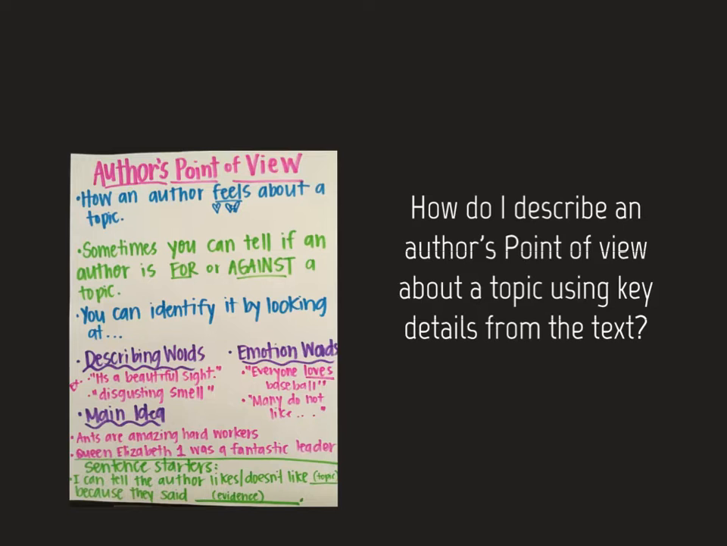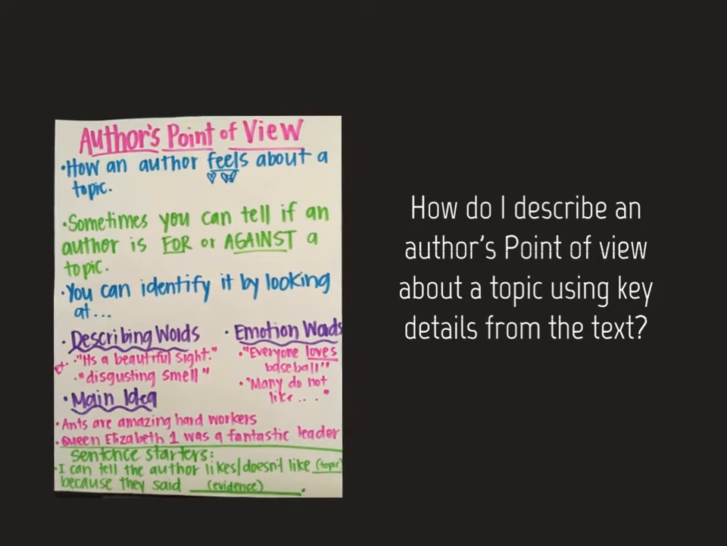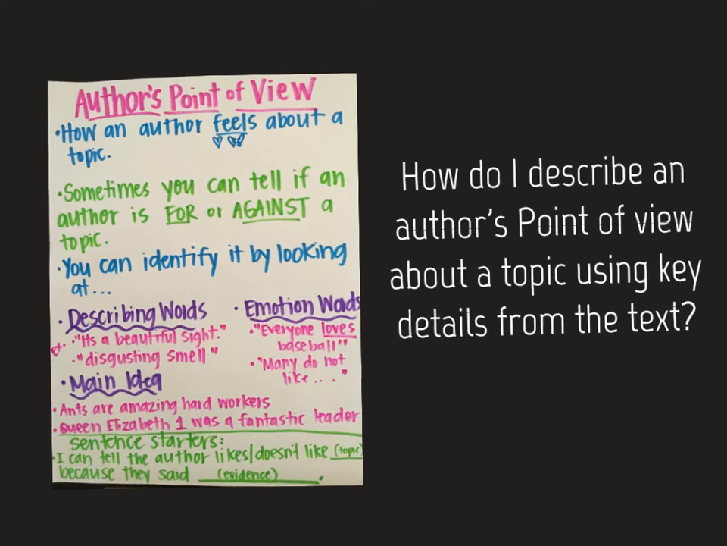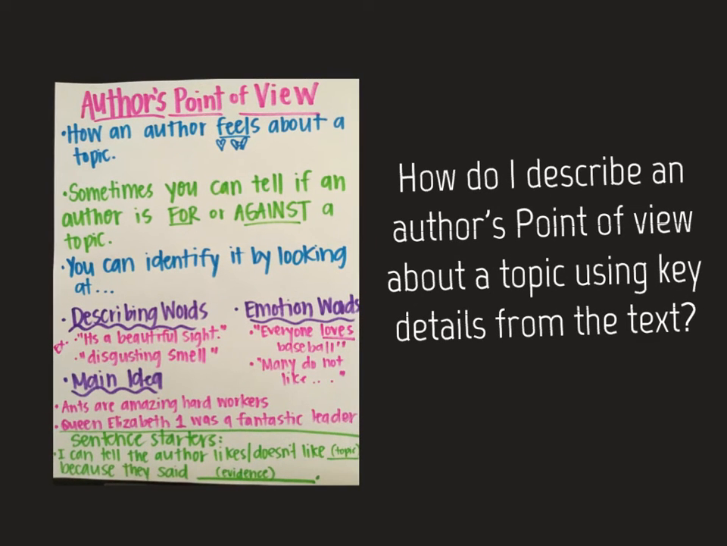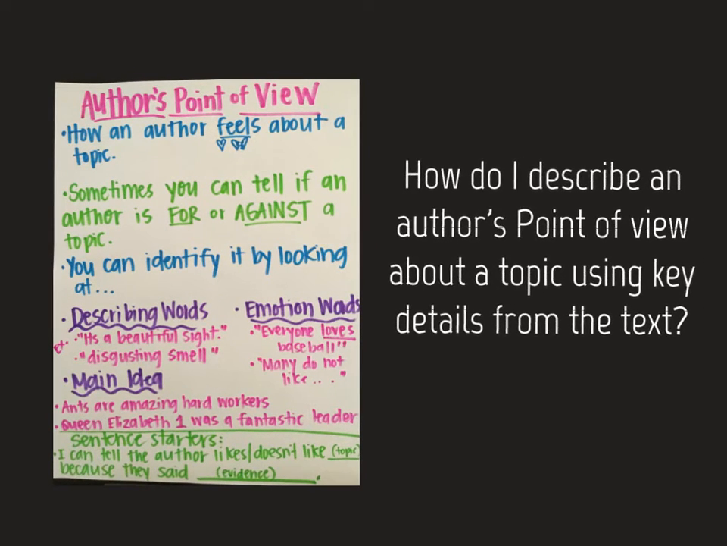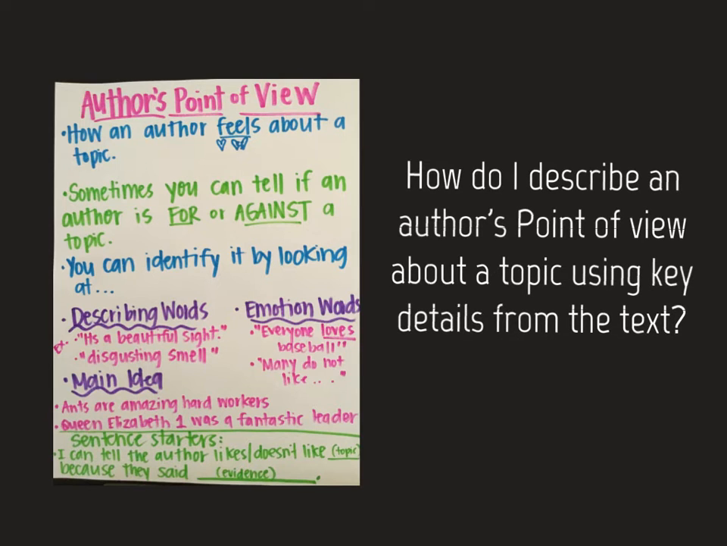Today we're going to jump into our reading lesson for the day, and we are going to be focusing on point of view. Now, this week we're going to shift gears a little bit, and we're going to be focusing more on the author's point of view. So I've got our anchor chart right here, and I've got our LEQ, and we're going to go ahead and unpack this because we need to figure out what we are learning for the week. So, here we go. It says, how do I describe an author's point of view about a topic using key details from the text?